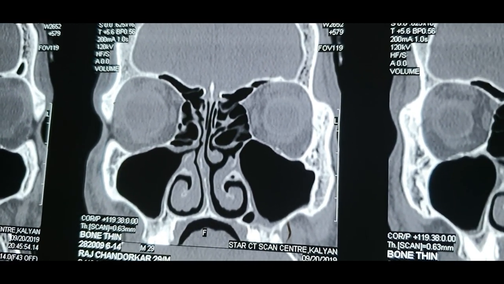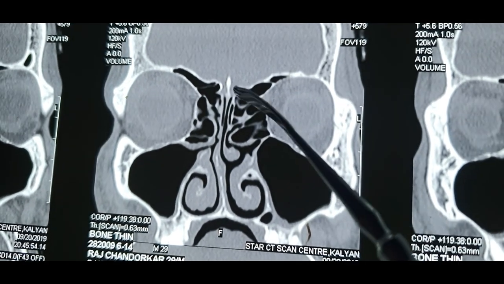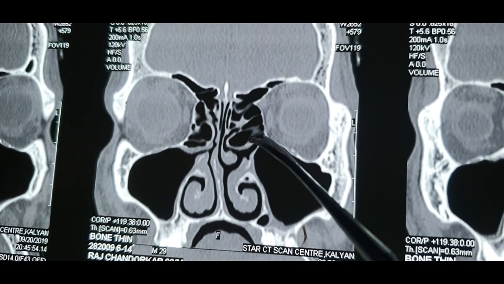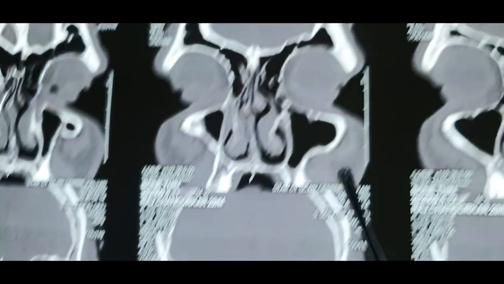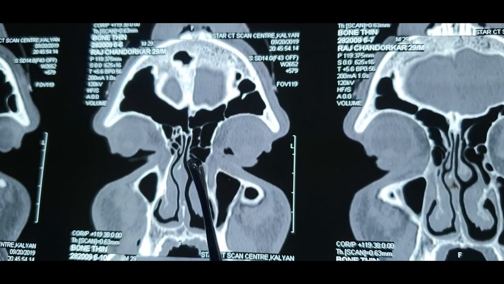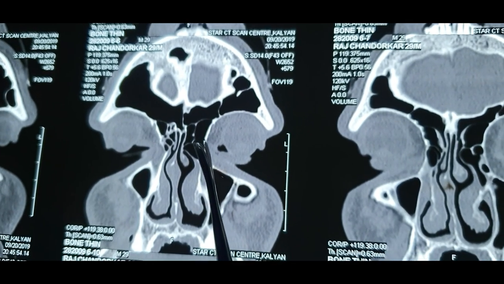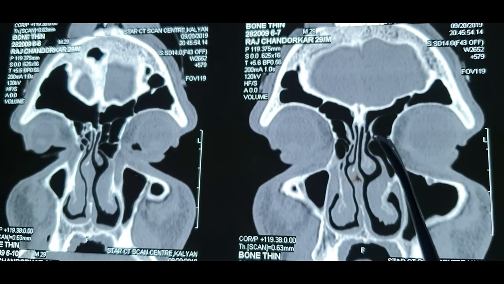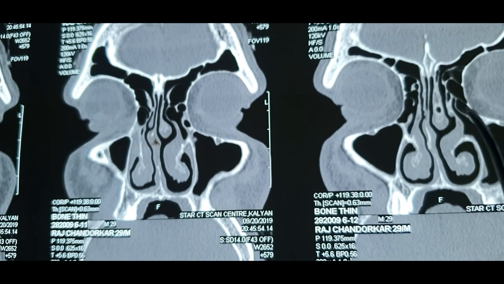The third feature is the bulla ethmoidalis. As we all saw the bulla ethmoidalis, now we followed the bulla ethmoidalis. We see this was the bulla ethmoidalis. This is the OMC, and we followed the bulla ethmoidalis from here. This is the bulla ethmoidalis.